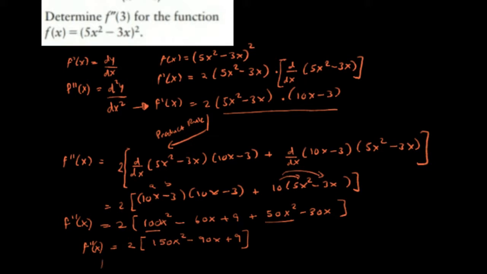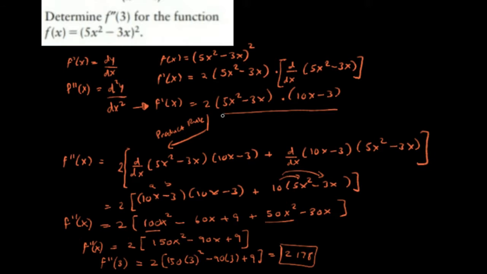Okay, now you want to figure out the second derivative function at 3. Right, so you basically will get 2 times 150 times 3 squared minus 90 times 3 plus 9, and all I'm going to do is crunch this out in my calculator, right? And this gave us 2,178. Okay, so that's the answer for this, the second derivative at 3.